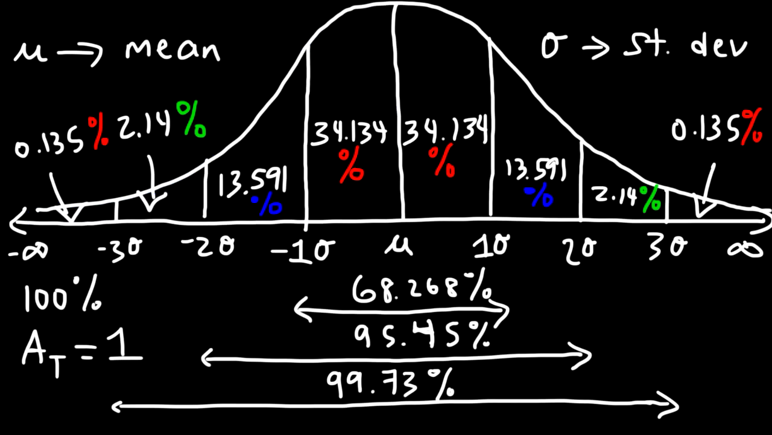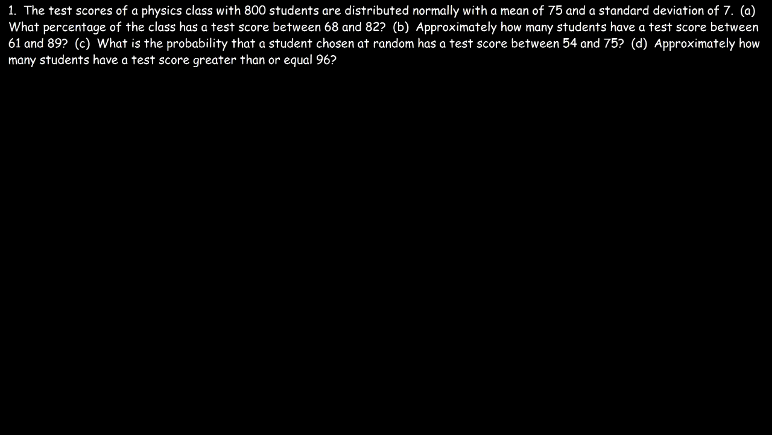So now let's work on some practice problems. Number 1, the test scores of a physics class with 800 students are distributed normally with a mean of 75 and a standard deviation of 7. Part A, what percentage of the class has a test score between 68 and 82? So feel free to pause the video and work on this problem.